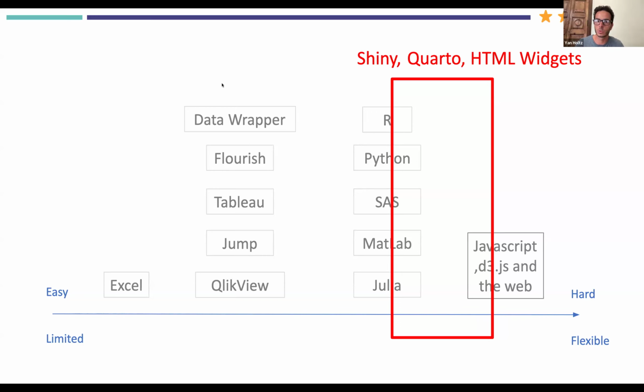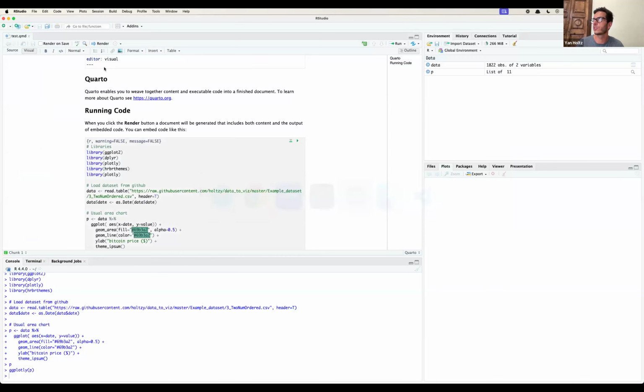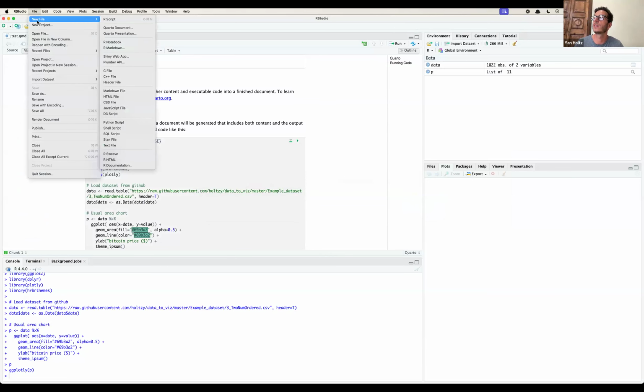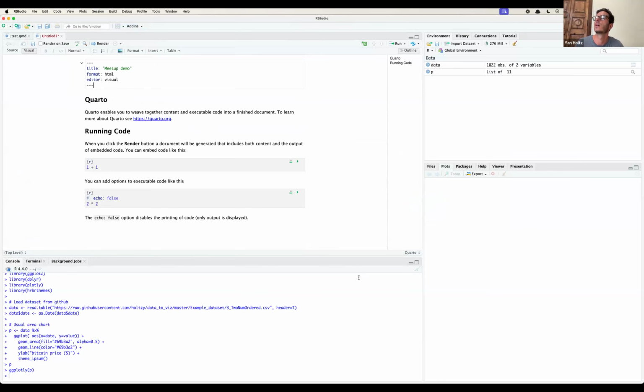So I'm gonna try to do a very quick live demo. I hope it's gonna work, because you know what it is when you do a demo. It's always a mess. Let's go for it. I'm gonna open RStudio, and that's the thing I love the most about R. You can do File, New File, Quarto document. It opens this window, and we're gonna call it Meetup Demo. I click on Create, and I've got this.